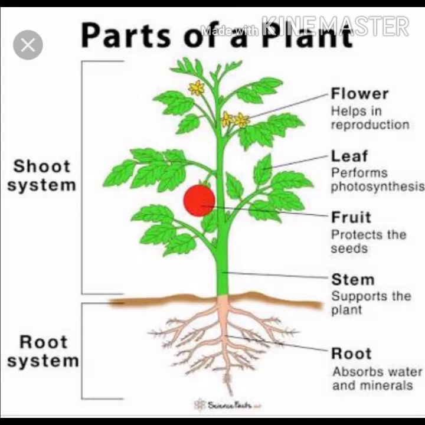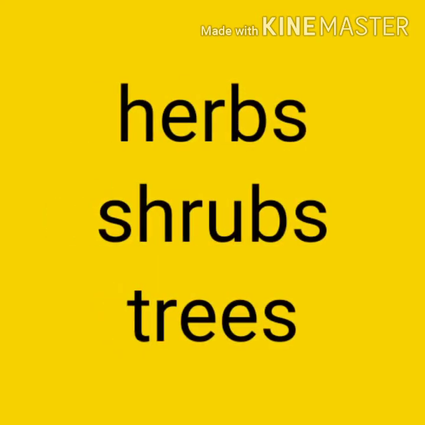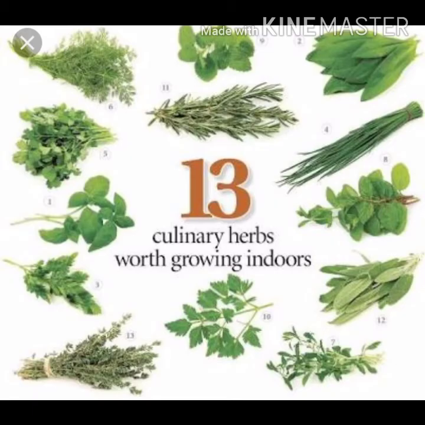So in the lower class we studied three terms for these three different groups of plants. Can you say what they are? They are herbs, shrubs and trees. So we can have a small discussion about these three groups of plants: herbs, shrubs and trees.